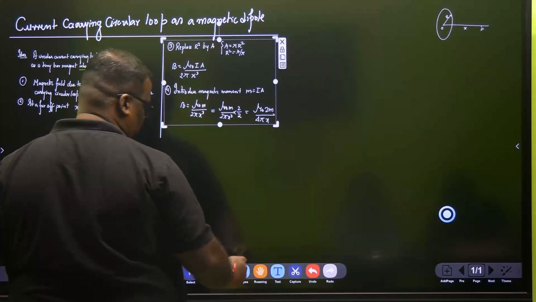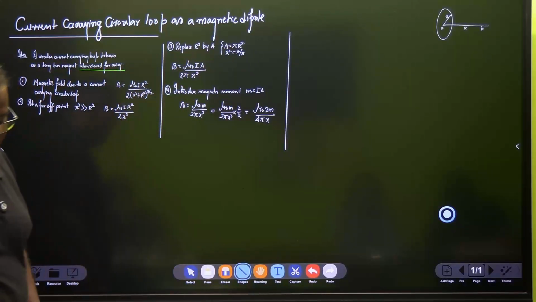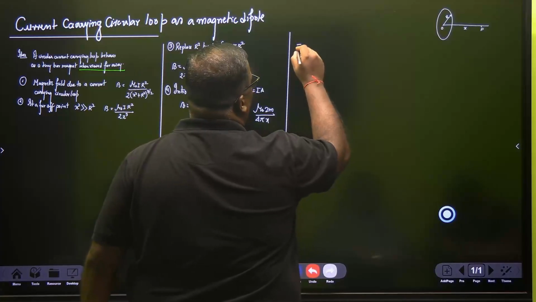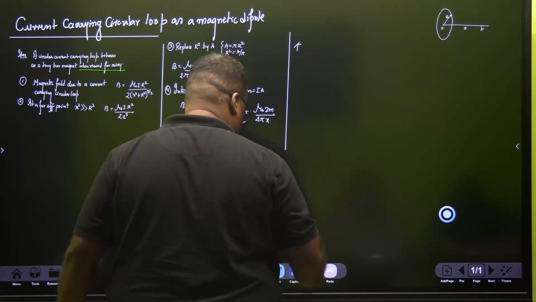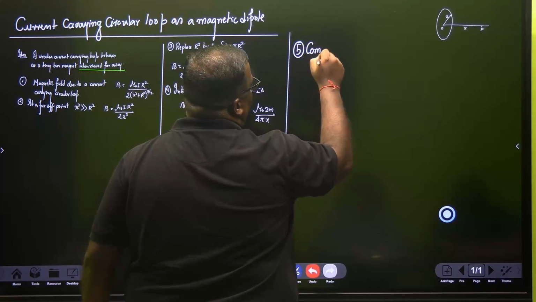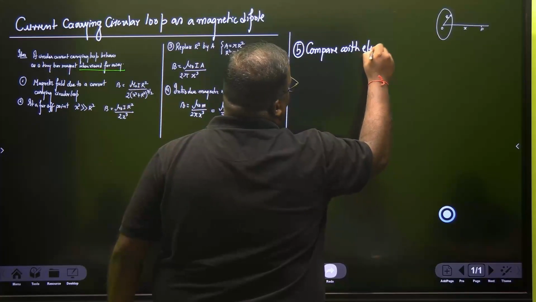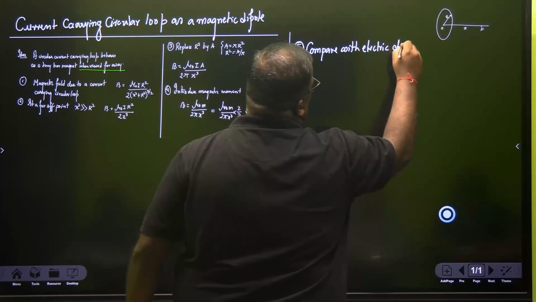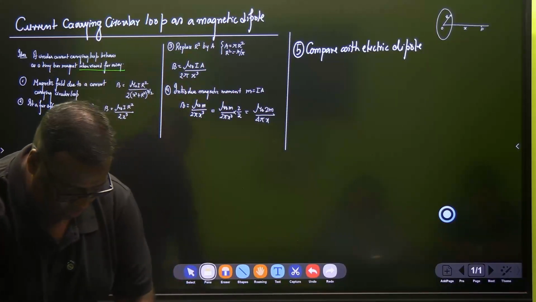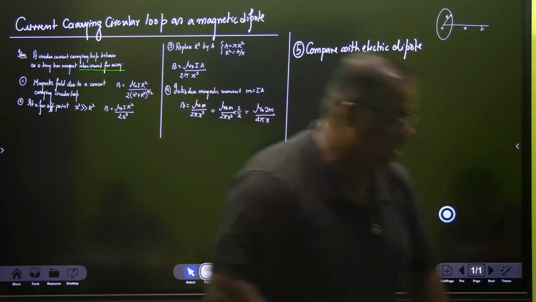This part is also done. Now we come to some comparative statements. Now you write, compare with electric dipole. Number 5, we say compare with electric dipole. So let's do our comparison with electric dipole. Then you write electric field on the axis of a dipole. This you have done.